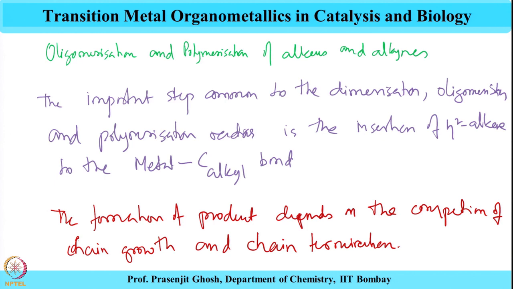So, this is an interesting observation. It says that the extent to which a polymer will grow depends on the comparative rate of chain growth, which is the propagation step, and chain termination. If the chain propagation step is faster than the termination step, then longer polymers will form, and if chain termination overtakes chain propagation, then shorter polymers or oligomers will form. In this context, in the subsequent lectures, we are going to take a look at various examples of alkene oligomerization and polymerization processes as we move on with the discussion on this topic.